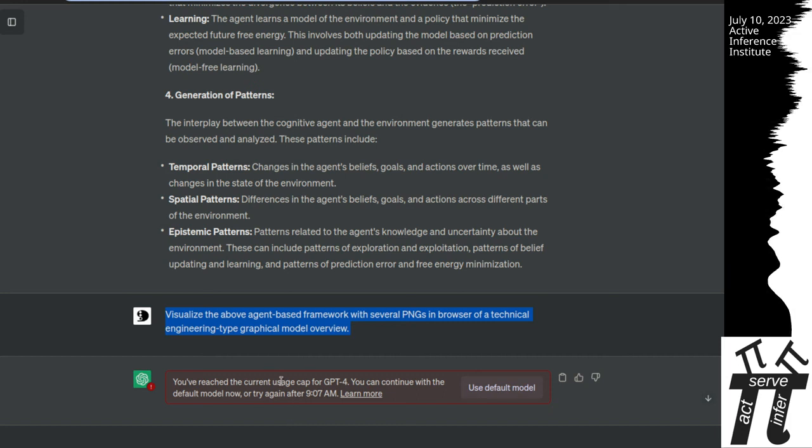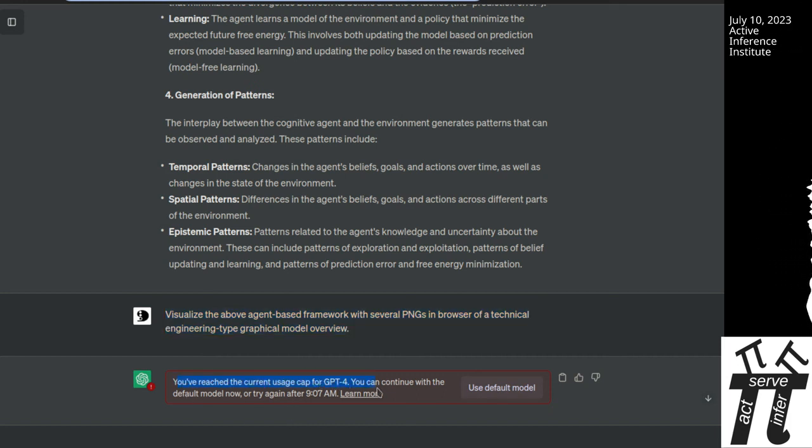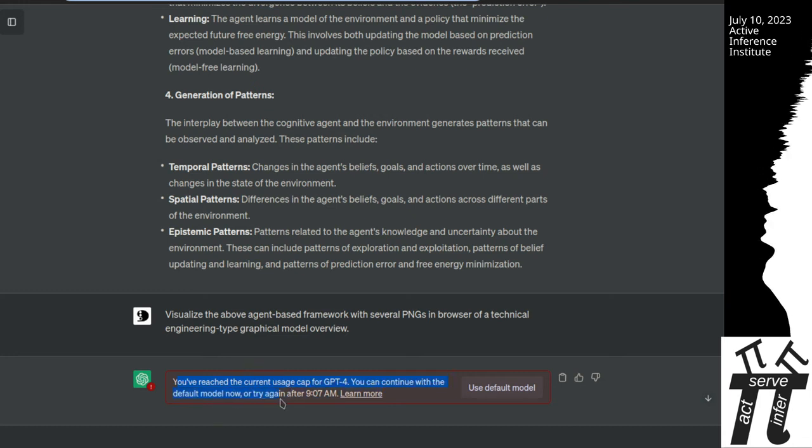But alas, I reached my current usage cap for GPT-4. I can continue with the default model now or try again in about an hour.